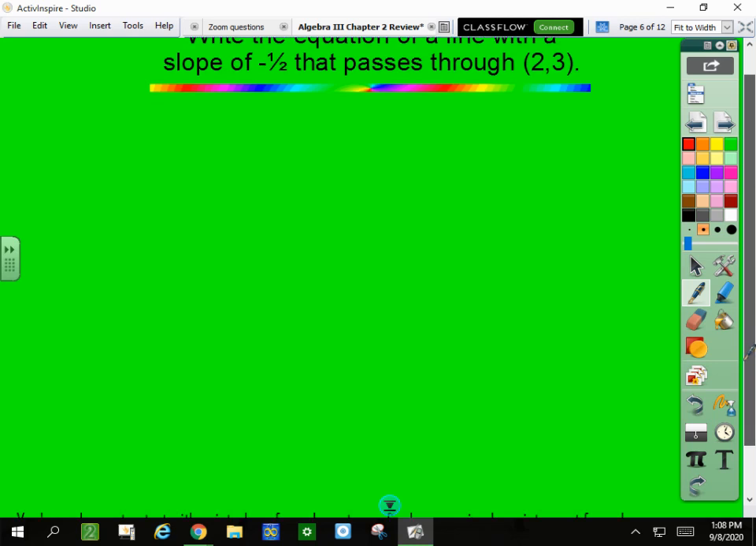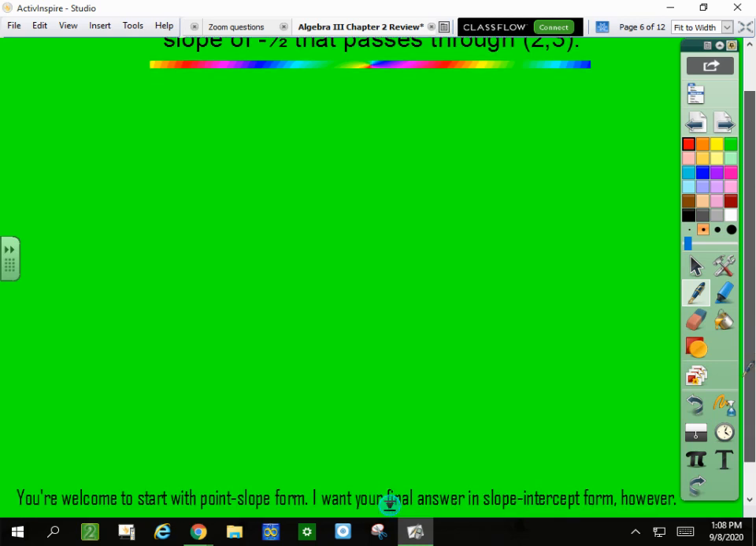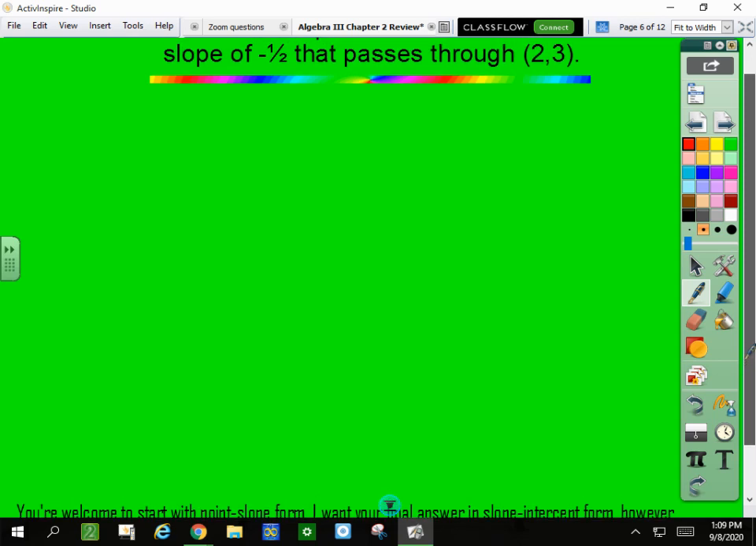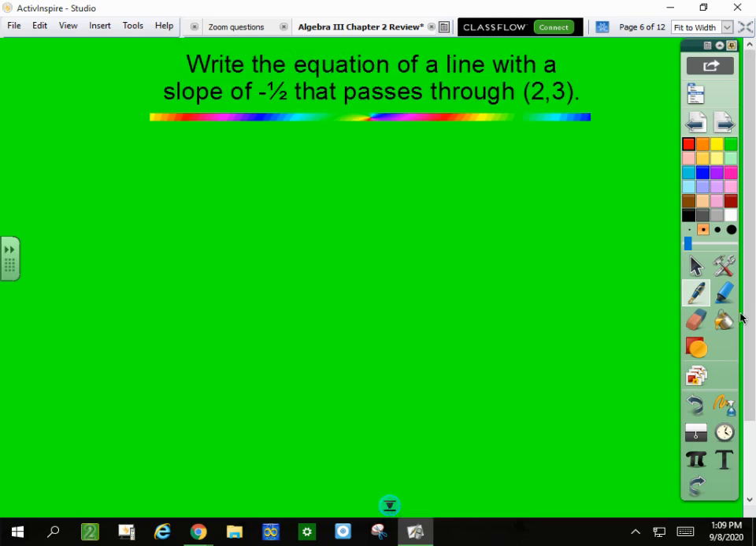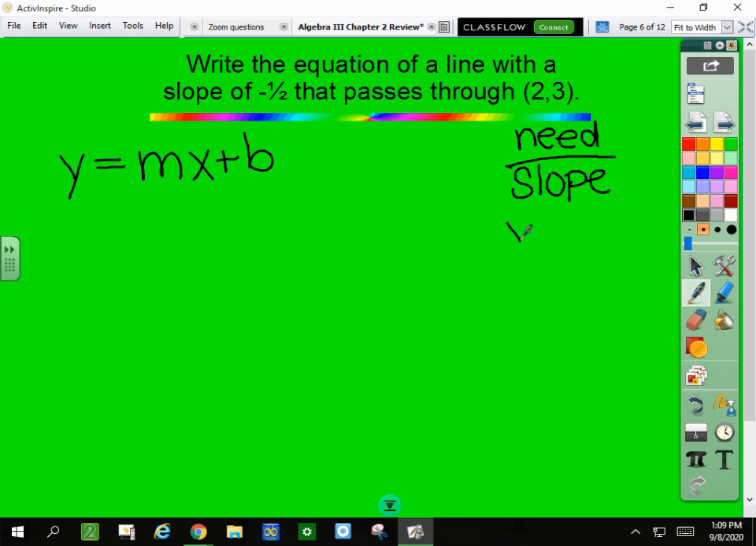Okay. Well, so it says you're welcome to start with point slope form if you remember it from Algebra 1. I don't know if you use it in geometry or not. But I want your final answers always in slope-intercept form unless I indicate otherwise. So I'm also going to work from the beginning with slope-intercept form. So to write the equation of a line, we need 2 things. We need the slope, and we need the y-intercept.